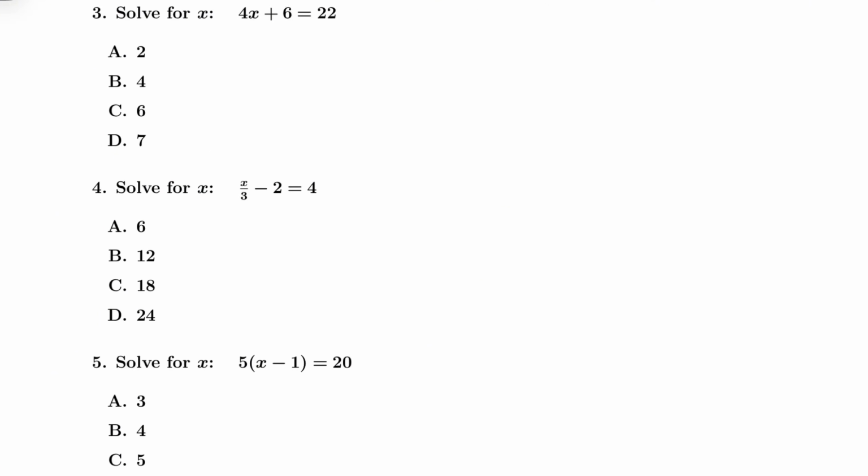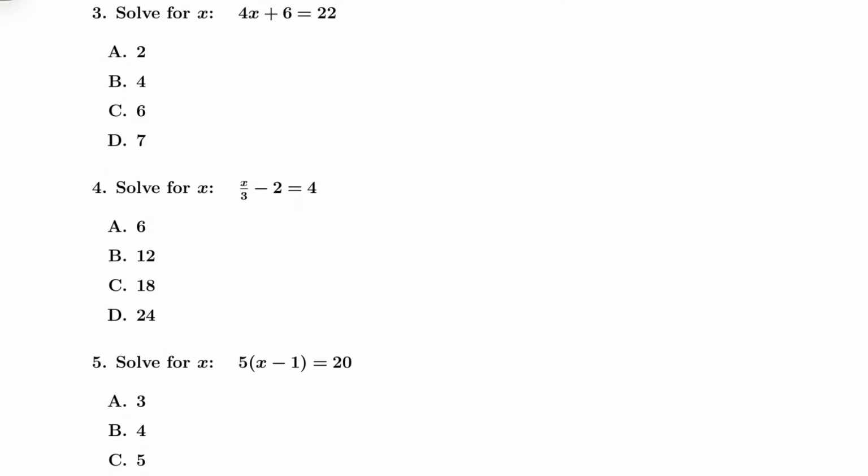Let's look at some more problems. So question 3, solve for x. 4x plus 6 is equal to 22. In this case, we notice that we have how many terms, right? We have 1 term, 2 terms, and the 3rd term. So you always need to eliminate a term that doesn't have x, right? First, eliminate a term that doesn't have x first.